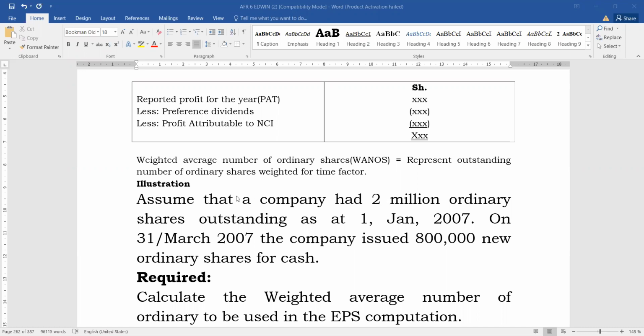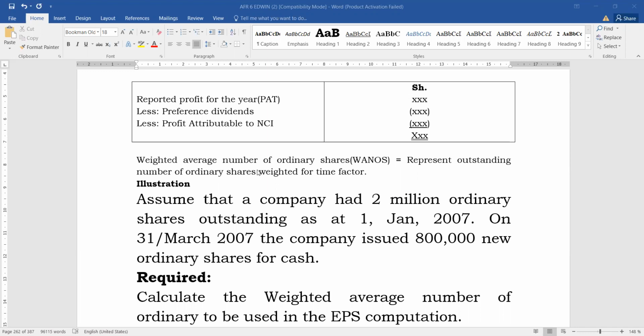Now assume that a company had 2 million ordinary shares outstanding on January 2007. That is the start of the financial year. So those 2 million shares, for which period are you supposed to weigh them? For the entire year, because that is from January to the end of the year. Then they issued others on 31st March. So you consider the ones issued from 31st March to the end of the year. From 31st March to the end of the year, those are around 9 months.